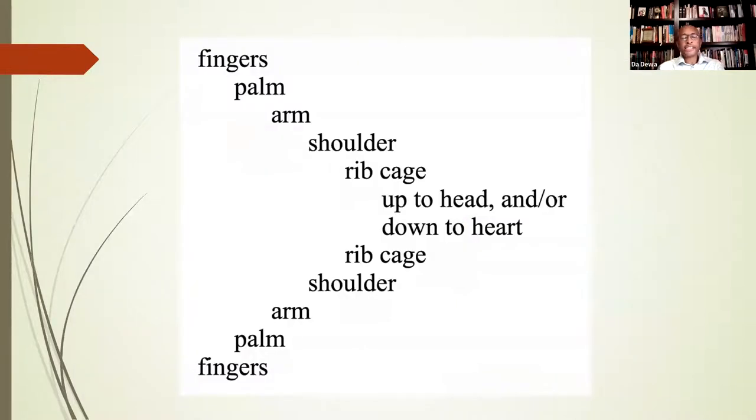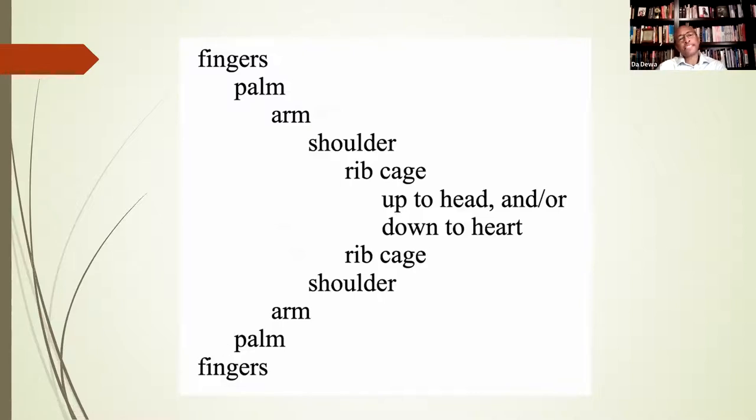And an example of that is when you look at reading a book that will talk about fingers, and it will, let's say, tell you that the fingers were long. And then it will talk about the palms, the arms, the shoulder, and then the rib cage, and then it will apex with the head and down to the heart. So that is the apex. And if you notice, this one has a single apex, whereas the A, B, C, D we had a double apex. And then from the apex, you continue reading rib cage, shoulder, arm, palm, and fingers.